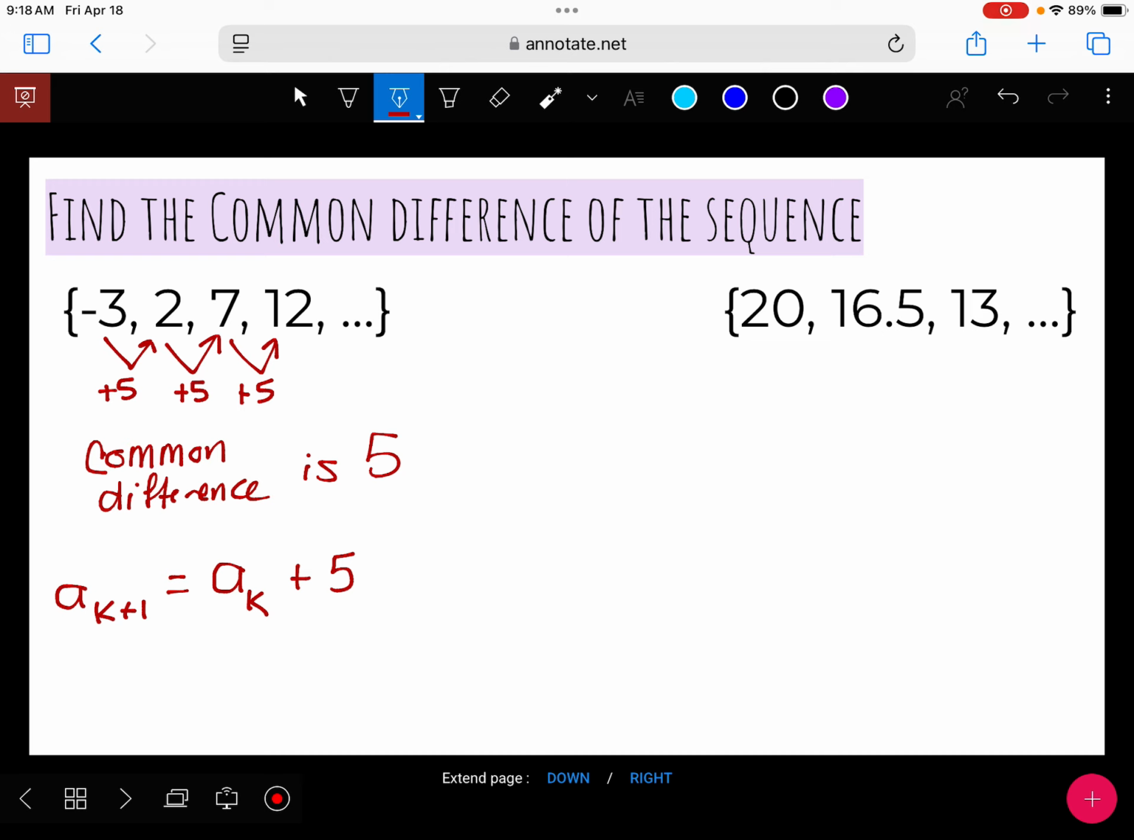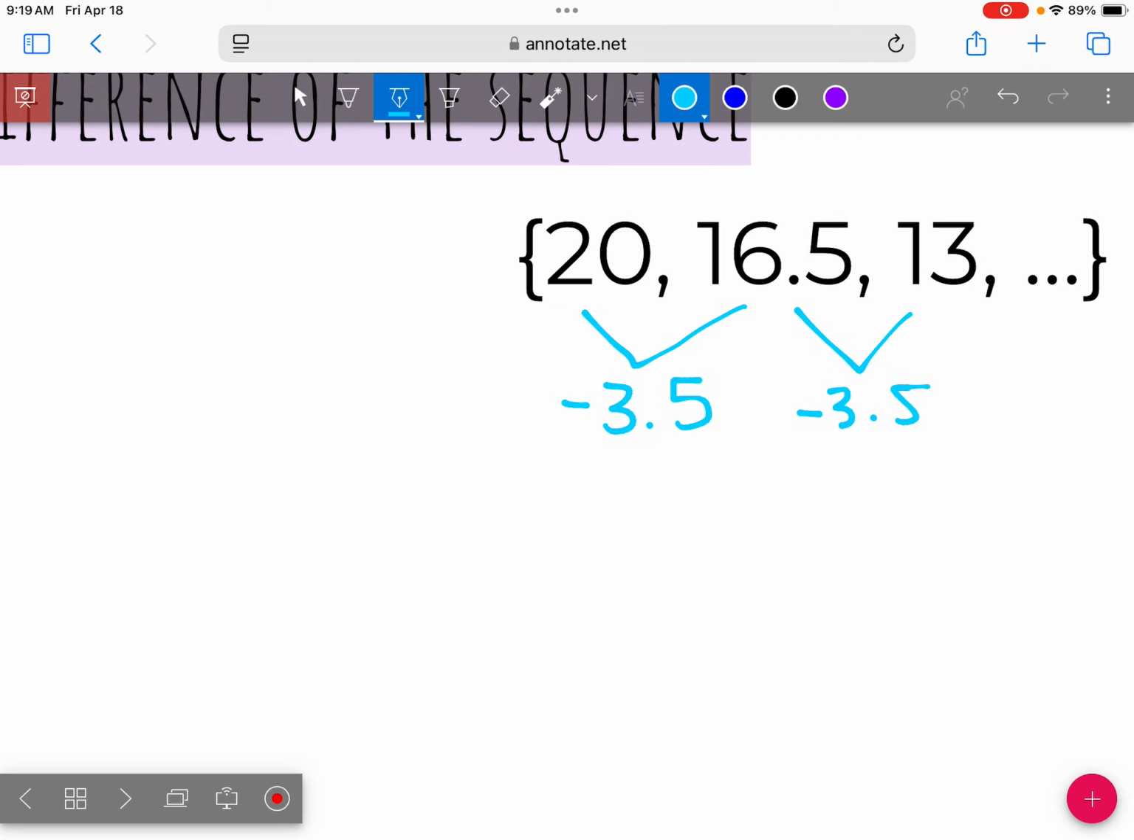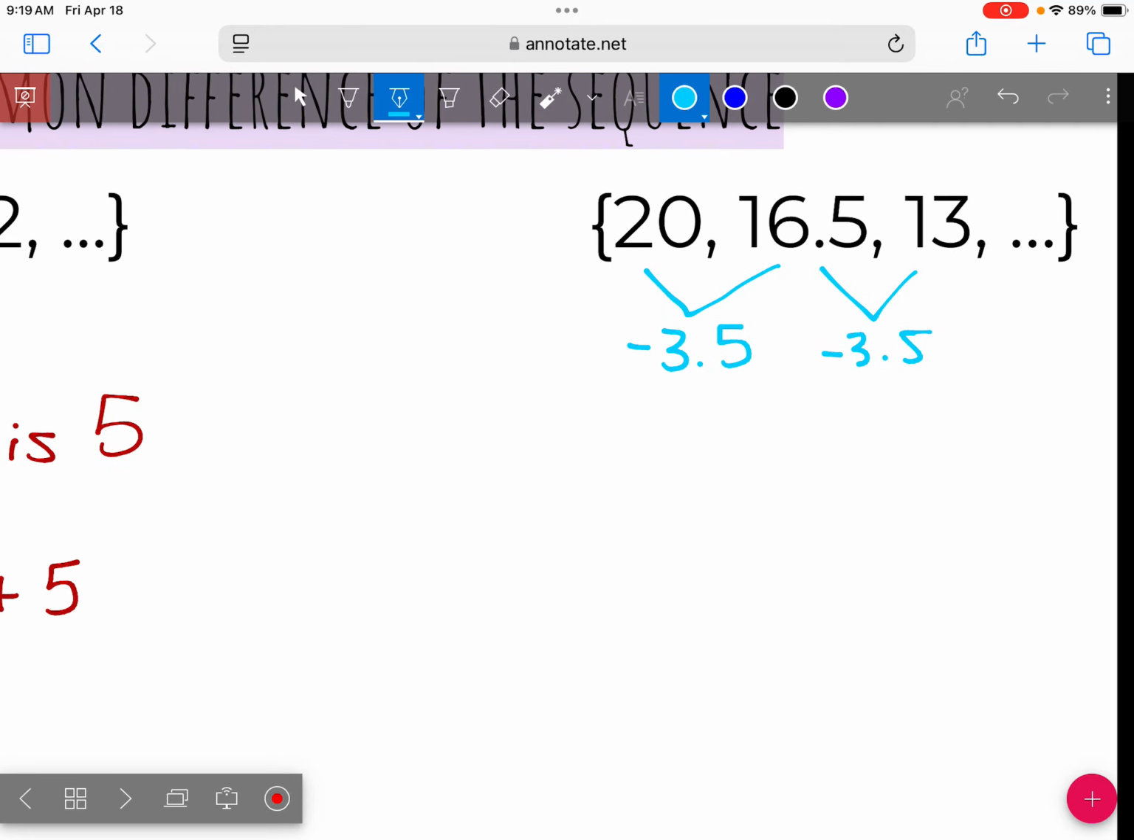Let's look at the other one over here. And we're going to use this one in the next thing we do as well. Just want to look at this one again. See if we can find our common difference on this guy. They're getting smaller, so we're going to have a minus 3.5. So you could do this by taking 20 minus 16.5. That'll give you our 3.5. Or we could take 13 minus 16.5 to get there. So our common difference is minus 3.5.